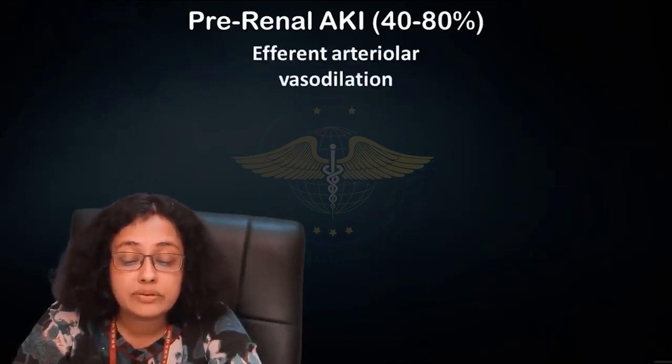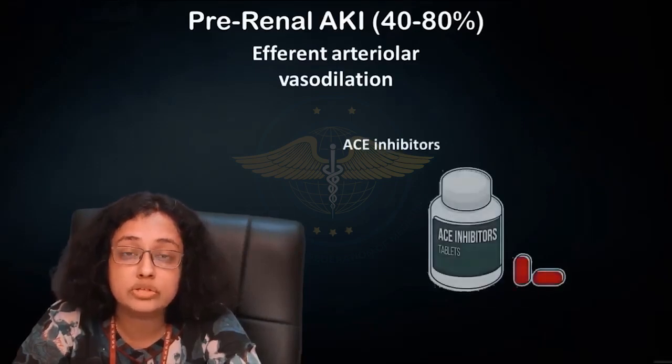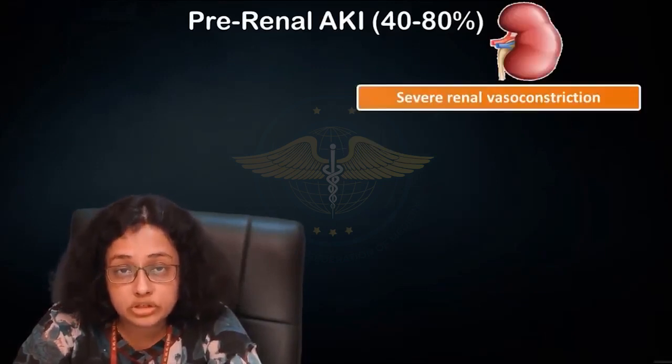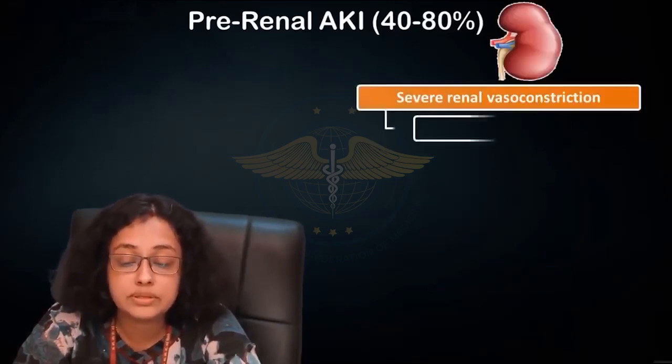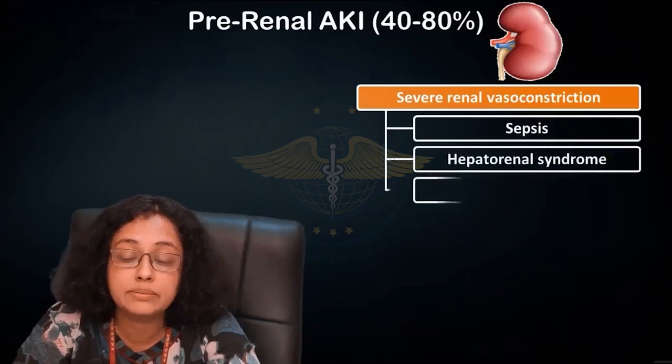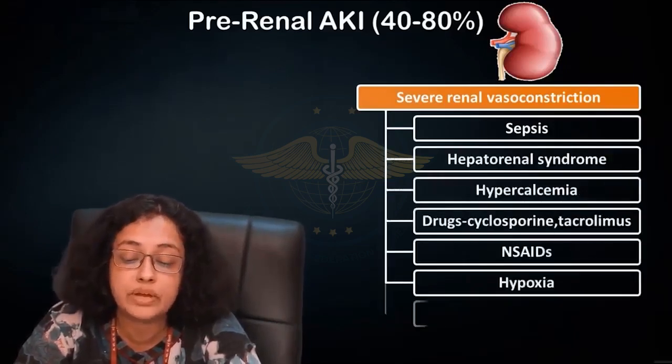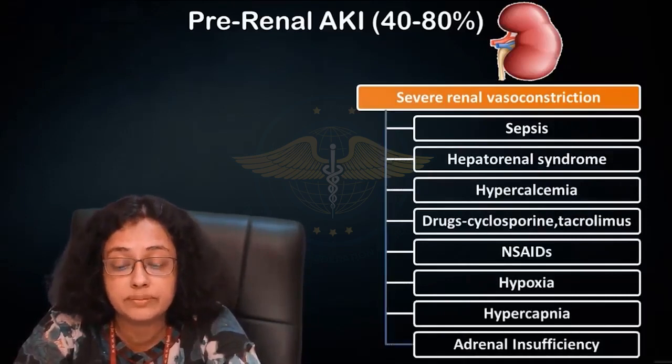There can also be a decrease in effective arteriolar tone, efferent arteriolar vasodilatation, which is seen with ACE inhibitors. Severe renal vasoconstriction can cause AKI, which is seen in sepsis, hepatorenal syndrome, hypercalcemia, certain drugs like calcineurin inhibitors, NSAIDs, hypoxia, hypercapnia, and adrenal insufficiency.